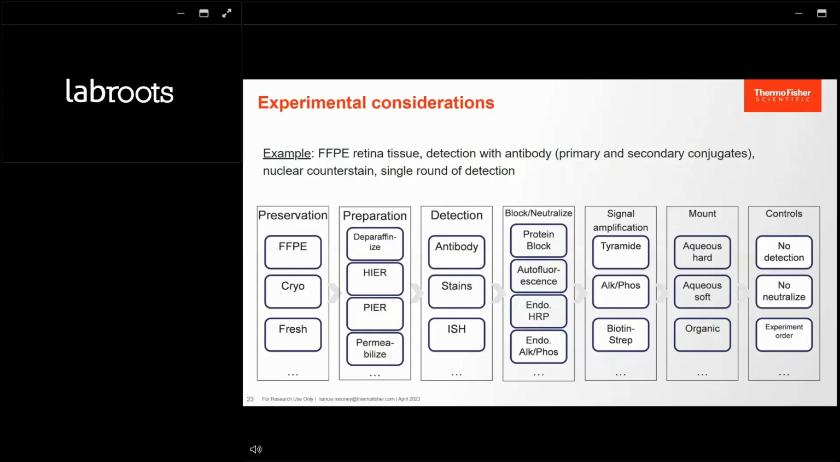We won't be using any signal amplification, and we're only using one round of detection, so I'll be using the aqueous hard mount. In terms of our control, we'll use a no primary antibody detection, and I might consider an experimental order control if I'm concerned about my nuclear counterstain. So here are all our considerations highlighted. So let's look at our experiment.